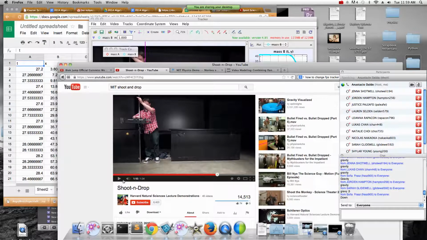Down. I love that answer. It's down, right? Does gravity pull things up? No, not really. Does gravity pull things forward? No. Does it pull things backwards? No. So it's acting down, or more precisely towards the center of the earth, right?